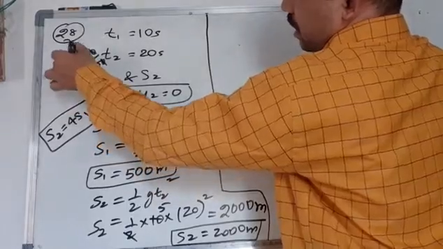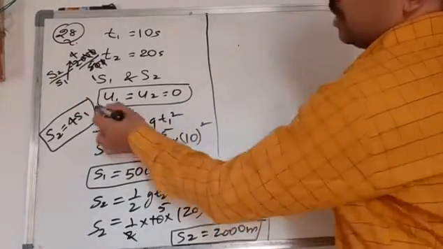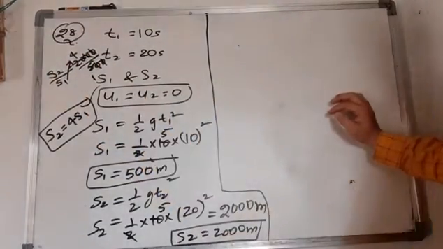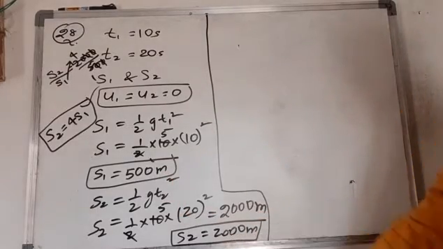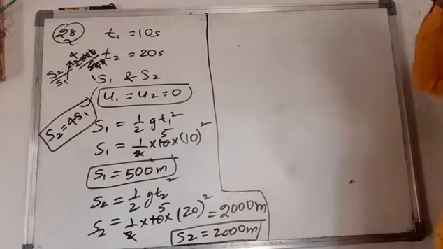Now cross multiply, s1 to that side, and you will get this relation, right? Orally also you can say: 500, if you multiply 4 times, you will get 2000. So like that also you can say. Okay, right? Next.